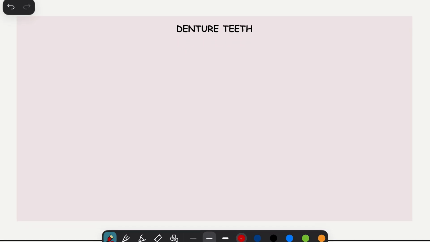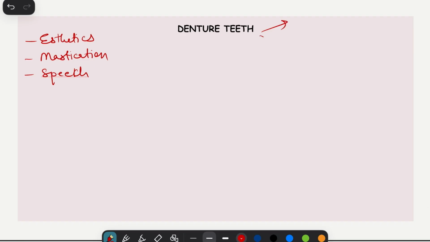Now the denture teeth. It is the most important part of the complete denture from the patient's point of view. The functions of denture teeth are aesthetics, mastication, and speech. They are made of acrylic or porcelain.